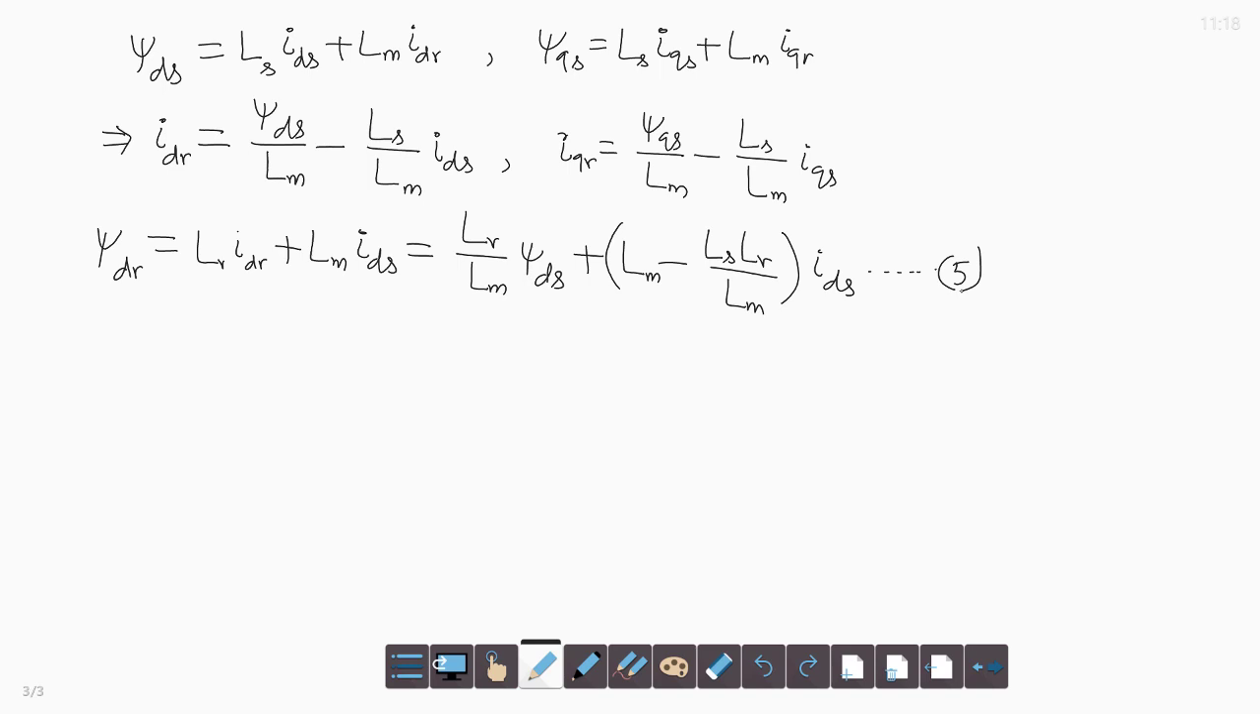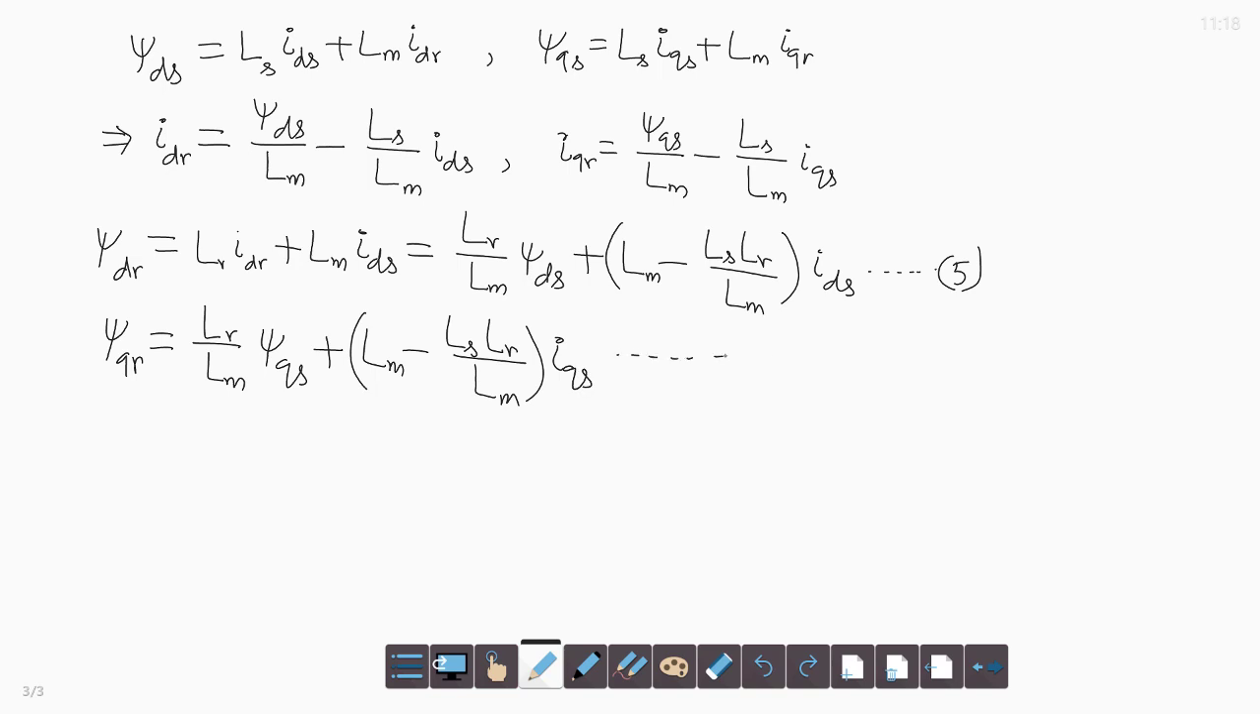Similarly, for q axis rotor winding, flux is psi qr. In the same way we can write psi qr is Lr by Lm psi qs plus (Lm minus Ls Lr by Lm) into Iqs. This is equation number 6.